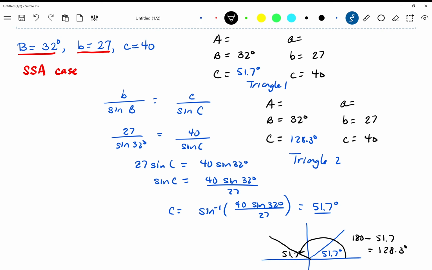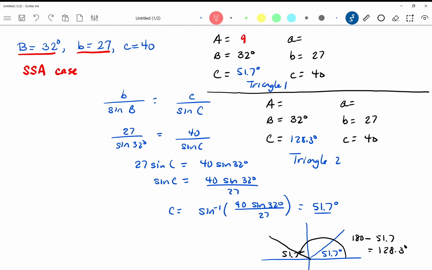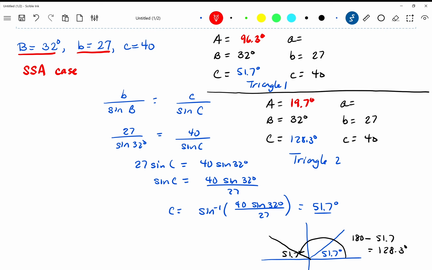Okay, so that means we have two different possible values for angle A. Remember, the sum of the three angles has to be 180. So 51.7 plus 32 is 83.7, which means A is 96.3 degrees. For the other one, 32 and 128.3 is 160.3, which leaves us with 19.7 degrees. Now we are two ratios away from finding each triangle, and both of them involve having to find A.